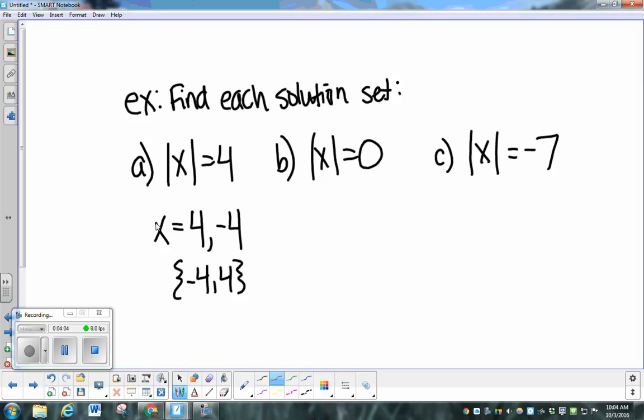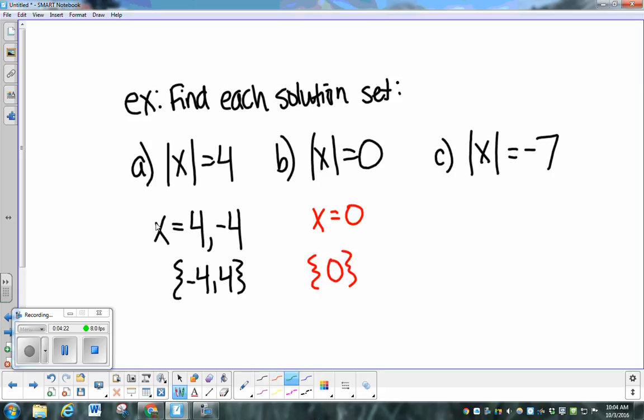All right, on B, the absolute value of some number equals 0. Raise your hand if you can tell me what number could go in there. Macy? X equals 0. Is there anything else, guys? No. The only thing that's going to be the absolute value of it equals 0 is the absolute value of 0.